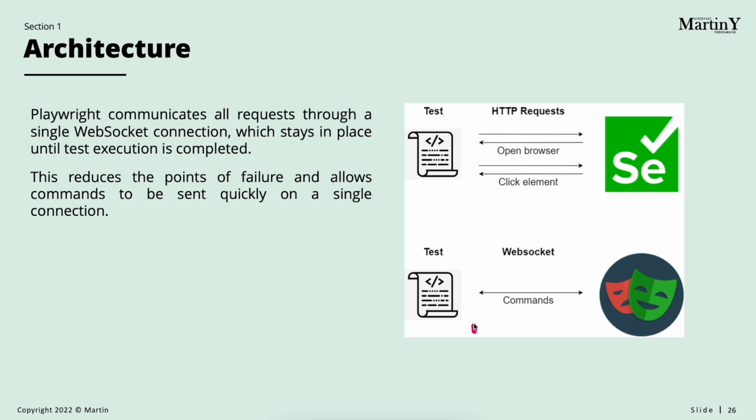So here Playwright actually uses a single WebSocket, right? We don't need to send different requests, but we use a socket to connect the tests with Playwright, and once the socket is connected, then we can exchange information. This socket stays open until the execution is completed. So this reduces the points of failure and allows commands to be sent quickly with a single connection.